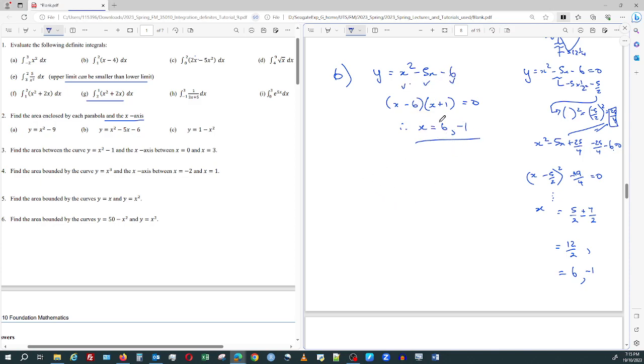So that's the integrals. Limits of integration, minus 1 to 6. So we're just going to integrate between there and there. So we integrate between minus 1 and 6, x squared minus 5x minus 6 dx. And that'll give us up and under. Between minus 1 and 6 by FTC.